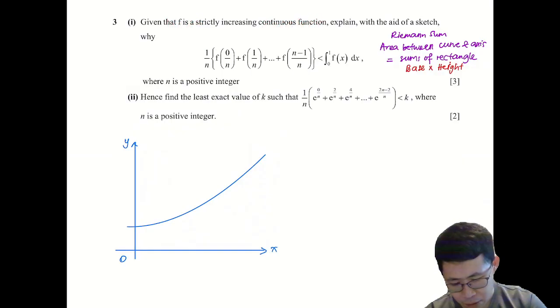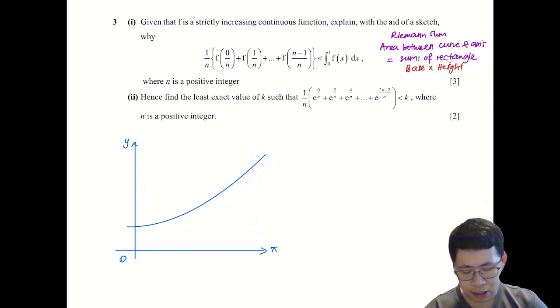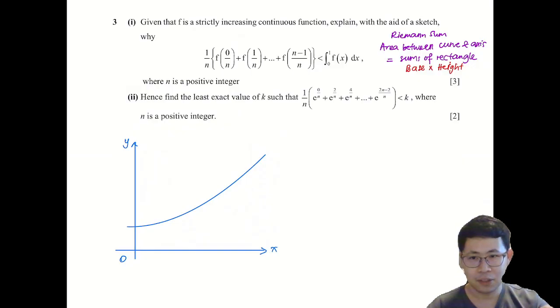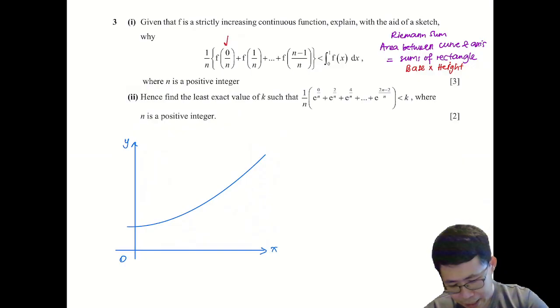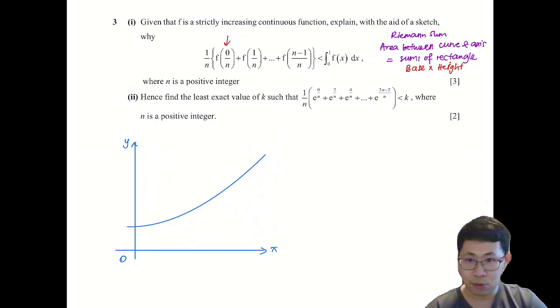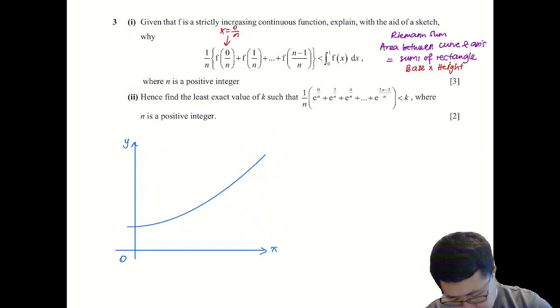Because of this, we can try to indicate the rectangles under this graph. Over here we are going to build rectangles, and the first height that we're going to use is at 0. When x equals 0 over n, which is 0, f(x) is actually this height over here, like this.